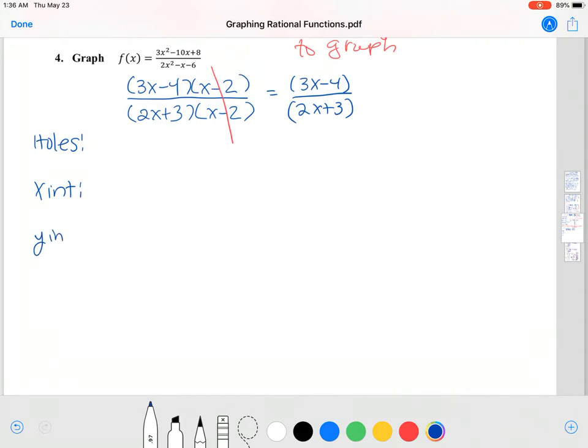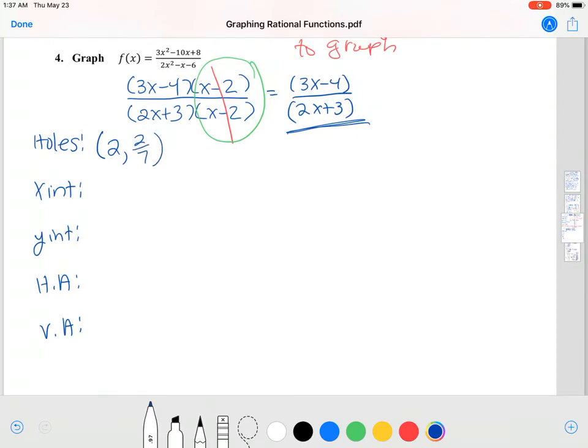So let's list out all of our key features. Okay, so because we have a factor that cancels, I look to see what value of x makes that factor 0, and in this case, if I look, it's going to be 2. To find the corresponding y value of the hole, we have to plug it in to the simplified version. So if I take 2 and plug it in here, I'm going to have 3 times 2 minus 4 over 2 times 2 plus 3. When I do that, I'm going to get 2/7.